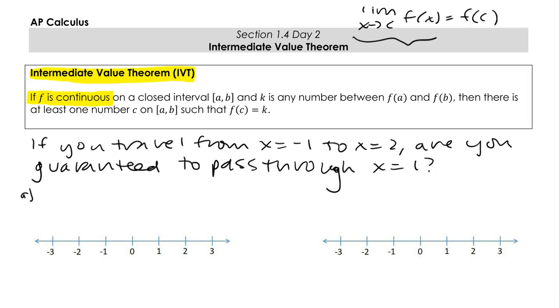The first one is going to say that we have continuity on [-1, 2]. Okay, so let's say we're going from -1 to 2. Are we guaranteed to hit everything in here? Sure, if we have continuity, there's no breaks. We're going to hit each one of these values. We're going to hit 0.0004. We're going to hit 1.9. We're going to hit all these values. So are we guaranteed to hit 1? Well, 1 is in this region, so for sure we are.